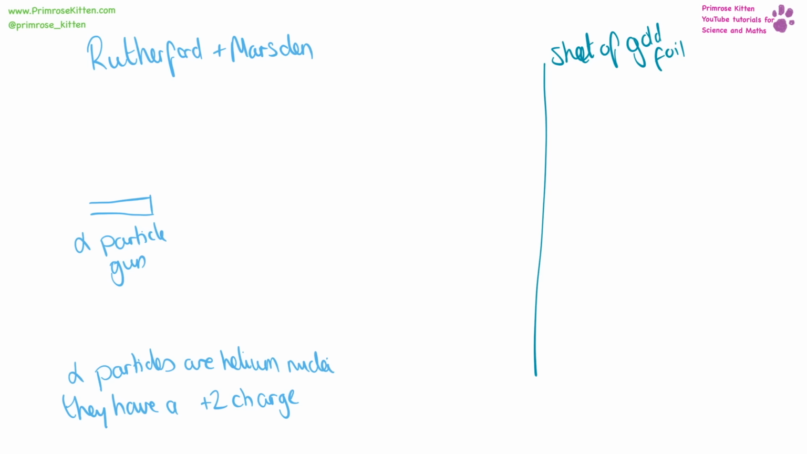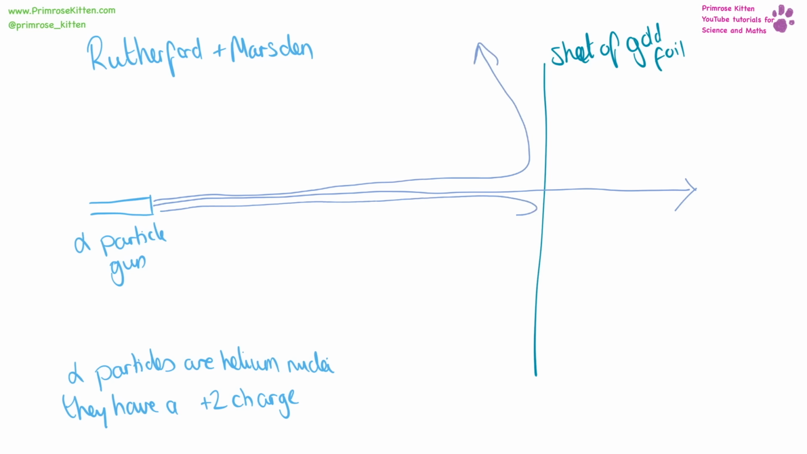They took an alpha particle gun, and alpha particles are positively charged, and they had a sheet of very thin gold foil. And what they did is they fired alpha particles at this sheet, and the majority of them went straight through, which was a bit weird. Some of them got deflected a little bit, and some of them got deflected a massive amount.